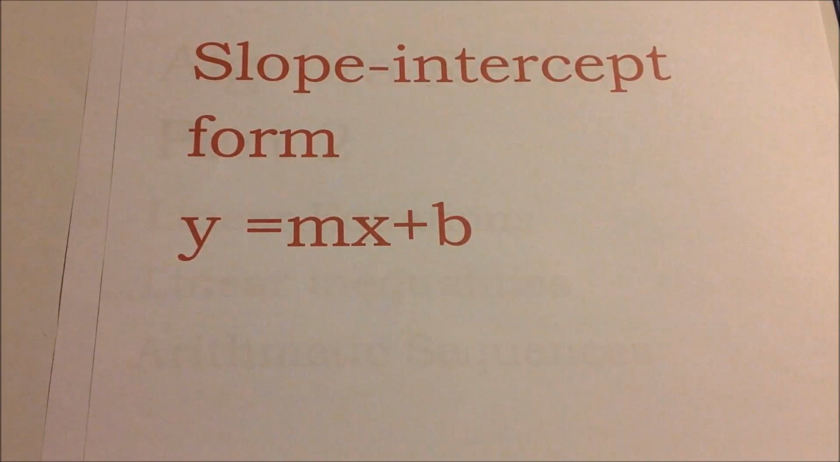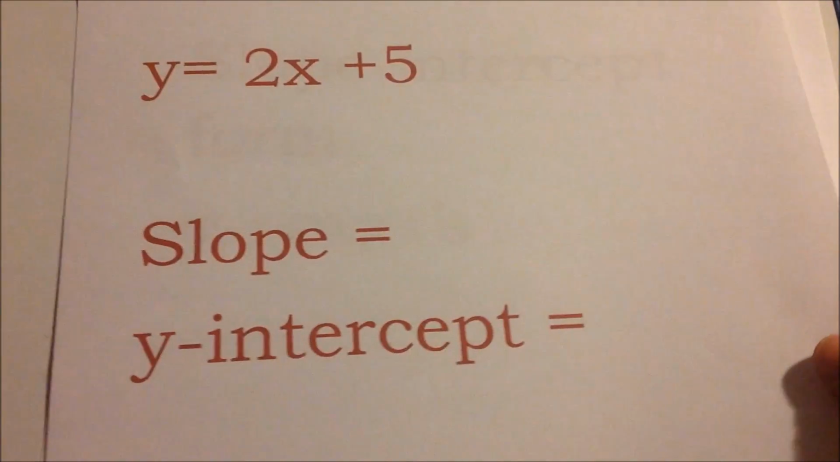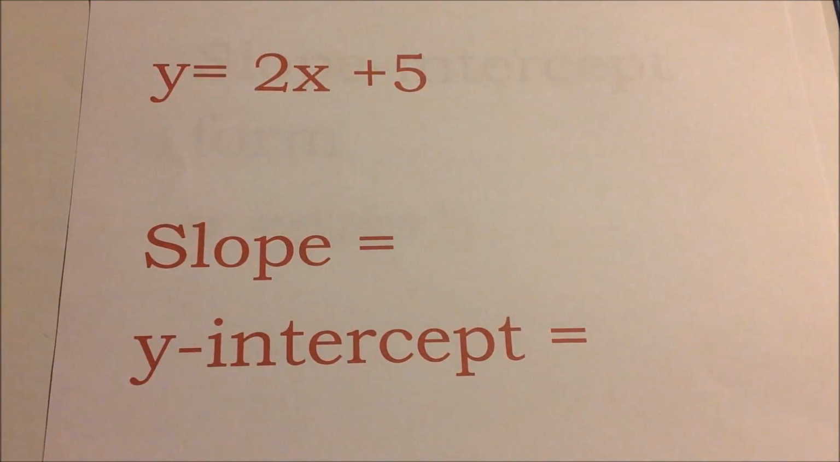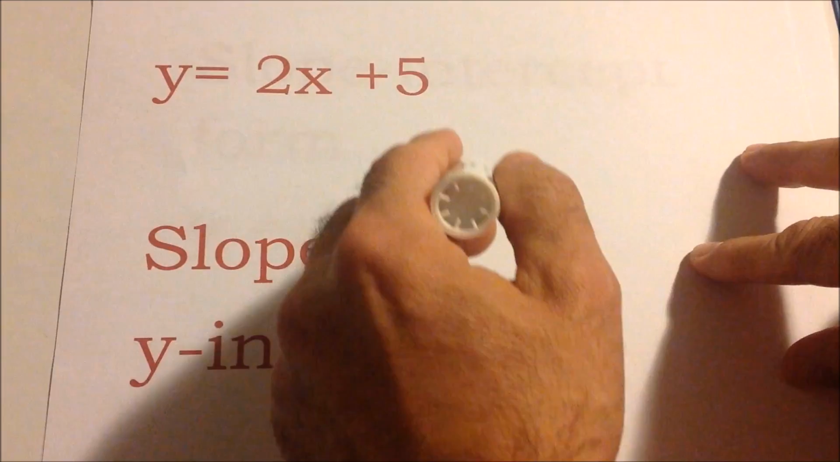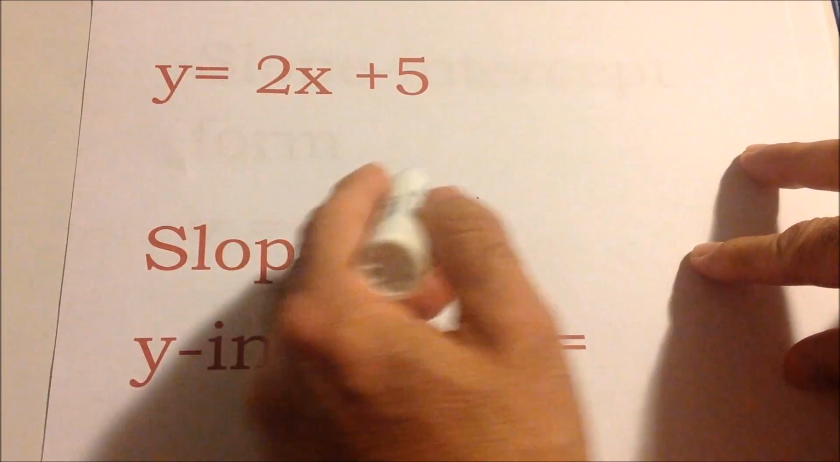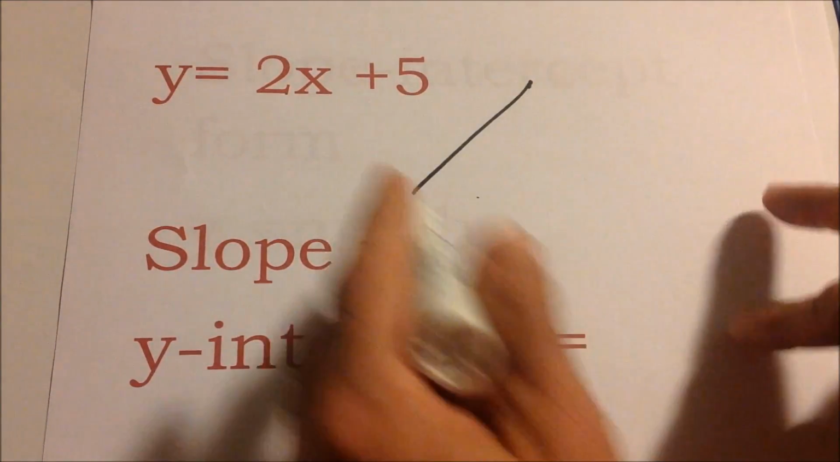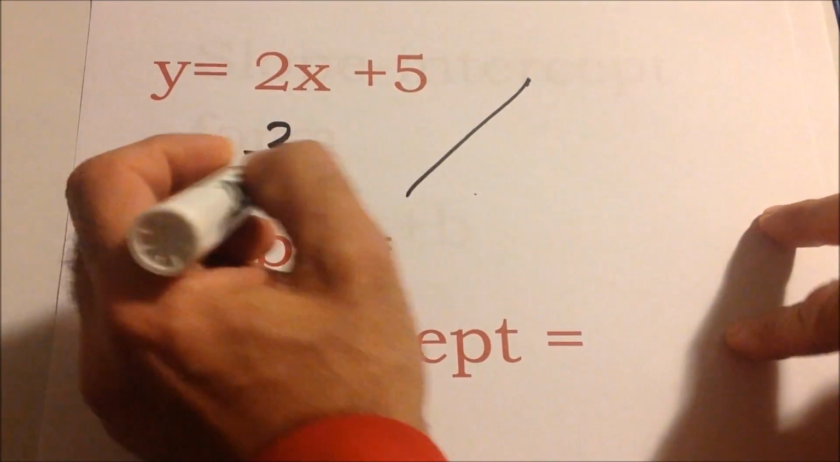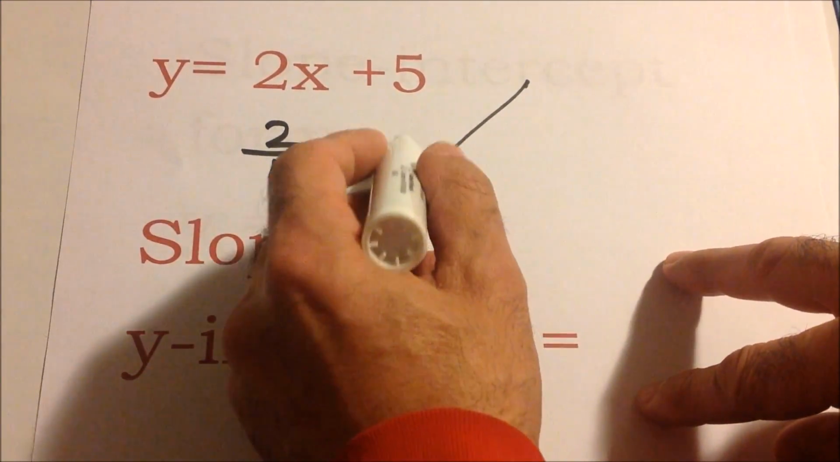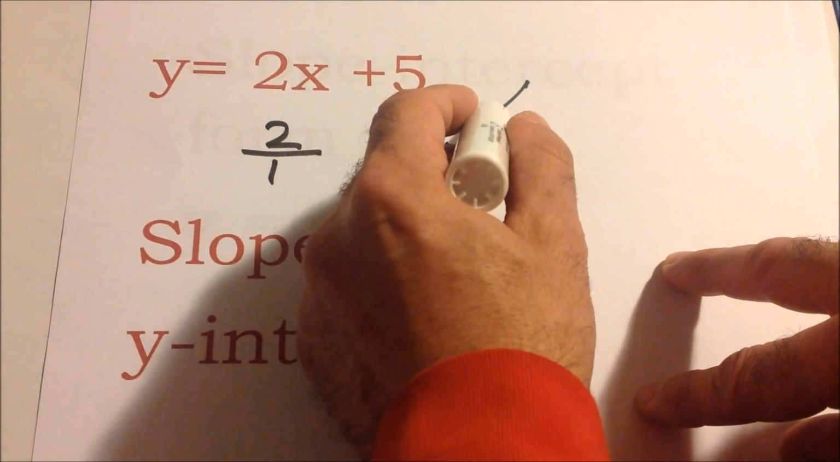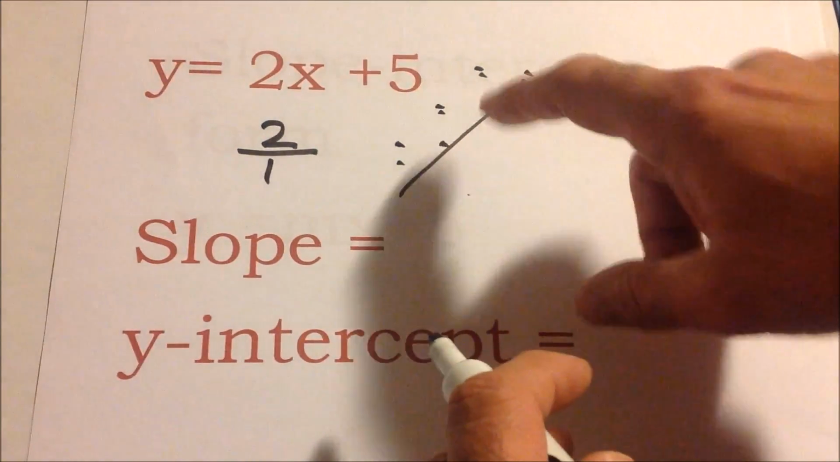So for example, if we had this, and this is in slope-intercept form, we know the slope is 2, and since it's positive, we know that this line is going from left to right, it's going up. And so the slope is actually 2 over 1, so it's going up 2 over 1 each time, up 2 over 1, up 2 over 1, and so forth.